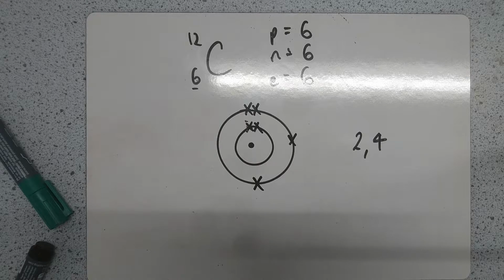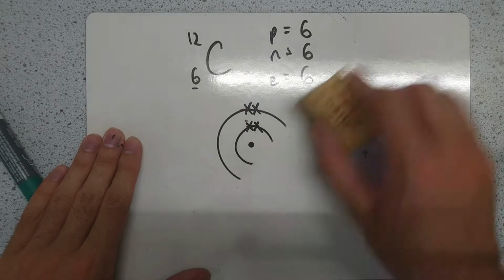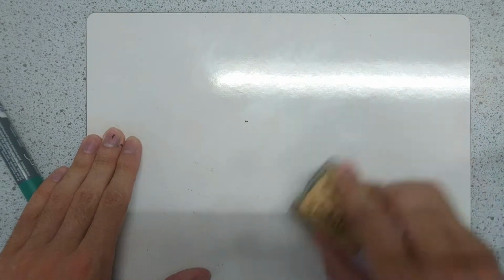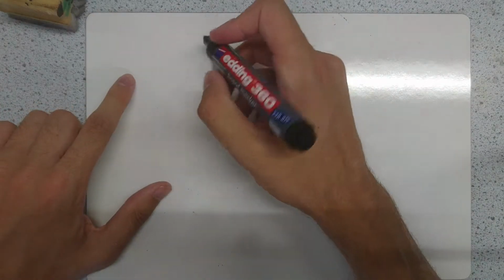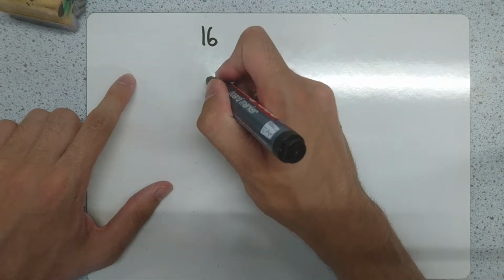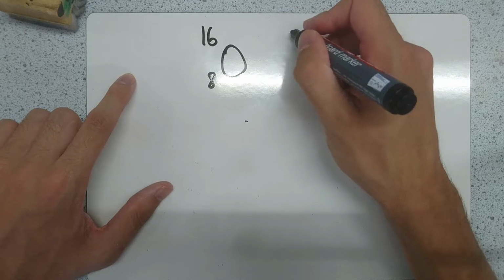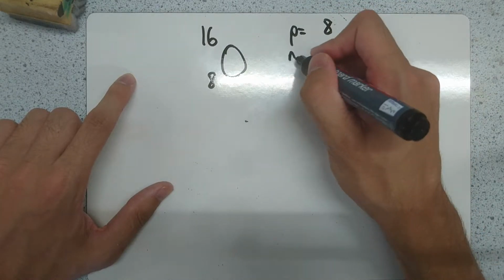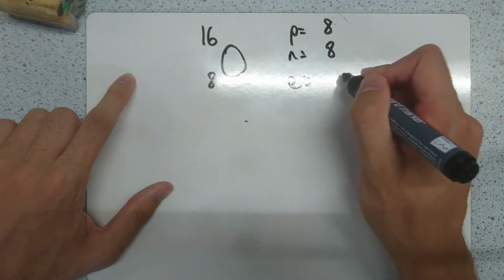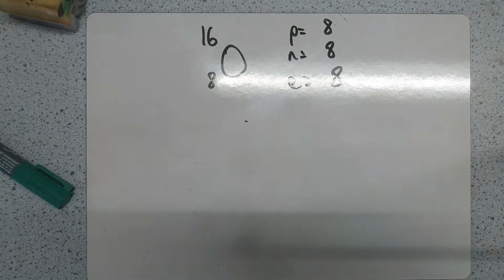If we take an example of this, we'll go this time with an oxygen atom. I'm going to take oxygen 16. So protons 8, neutrons 8, electrons 8, because there's no charge, so it'll balance out.